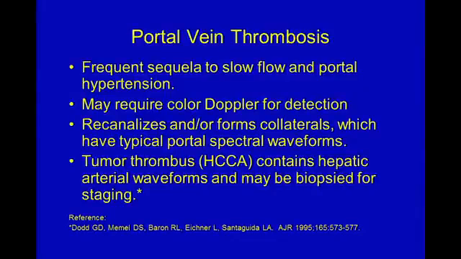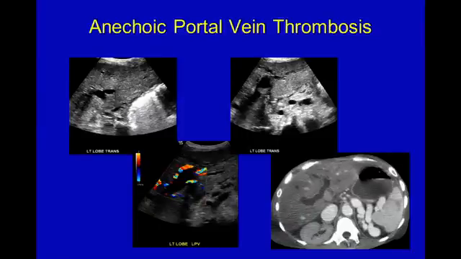The next thing that can happen when you have portal hypertension is you can get portal vein thrombosis. And this is a frequent sequela because of the slow flow that's induced by the portal hypertension. It may require color Doppler to detect, and as the portal vein clots, you can have it recanalize or form collaterals, and they should have typical portal spectral waveforms. If you end up with tumor thrombus in the portal vein, that should have hepatic artery waveforms, and that can be biopsied for staging. So let's look at some of these.